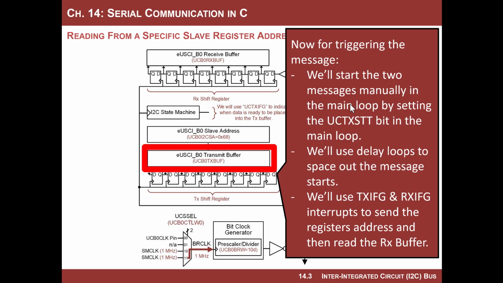We are going to do this manually in conjunction with interrupts. So we're going to have a main loop, and what we'll do is we'll start the first message, which is going to be a write. So we'll manually set the STT bit in the main loop, and then we'll use delay loops to space them out. So what's going to happen is we'll start one message, and then we know that that is going to be a transmit. We actually have to set it into transmit mode and manually assert this bit to start a message.